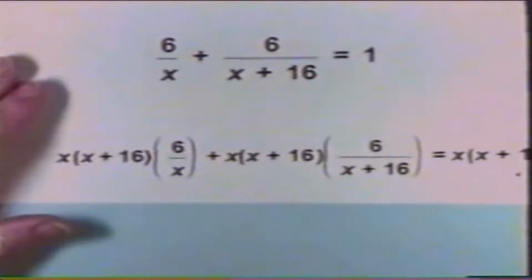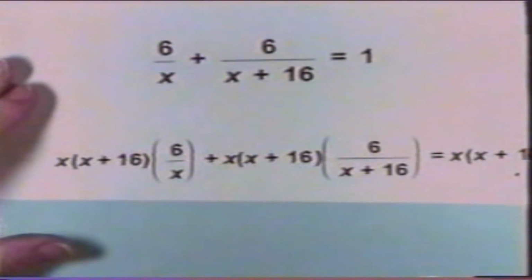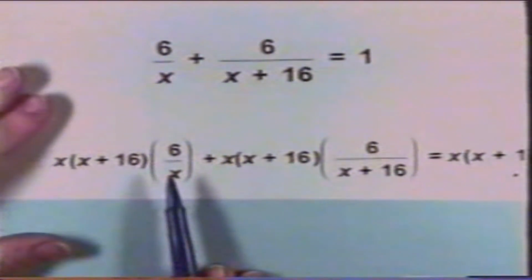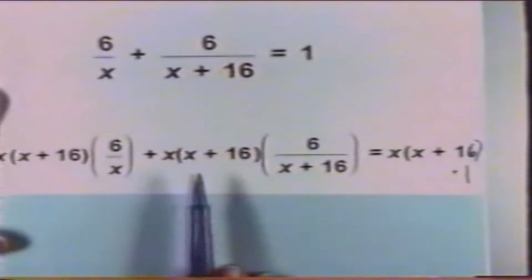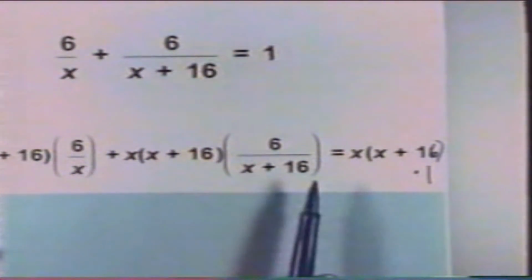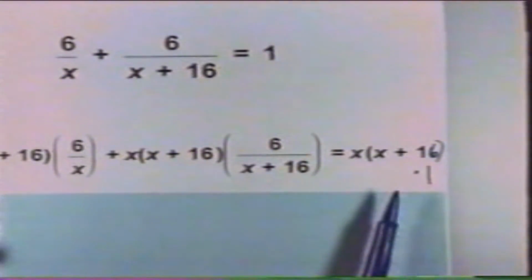Now this didn't quite fit across here, so I'm going to go through it and show you from side to side. So x times x plus 16 times the 6 over x, plus x times x plus 16 times 6 over x plus 16, and then x times x plus 16 times 1 on the right hand side.